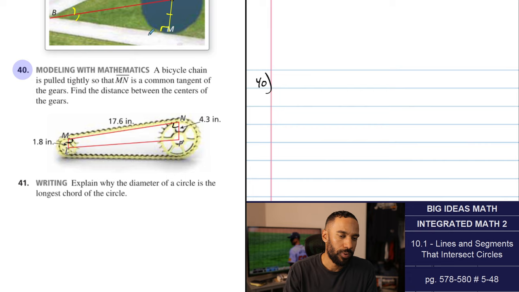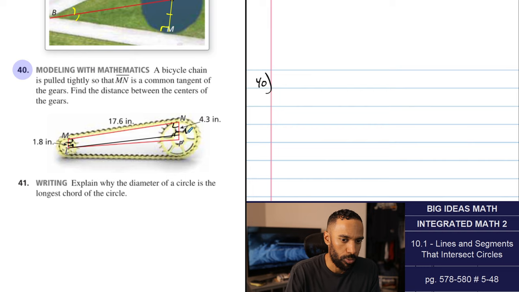Now, what I would do for something like this is build a rectangle first. From L to some other point right here, we can build a rectangle. We know these are right angles because that's a radius to a tangent line. They did say common tangent. So we can build a rectangle here. The reason I do that is because this whole thing is 4.3. They said that little part there is 1.8, so this is also going to be 1.8. And if that's 1.8, then this whole thing right here is 4.3 minus 1.8, which is 2.5 inches.